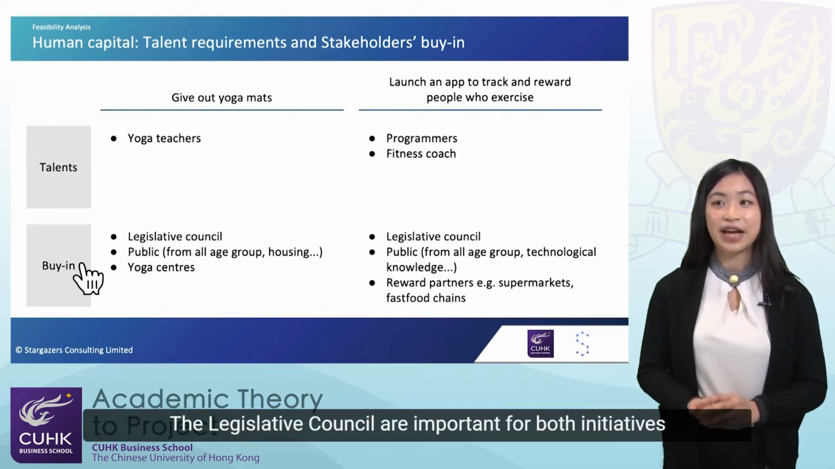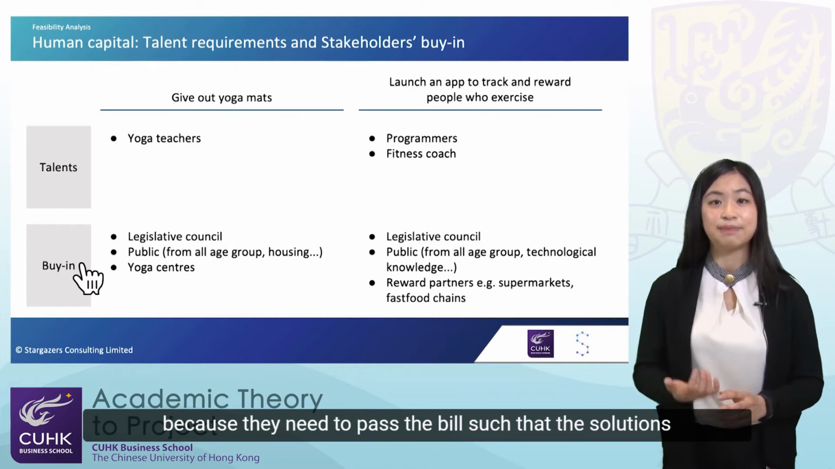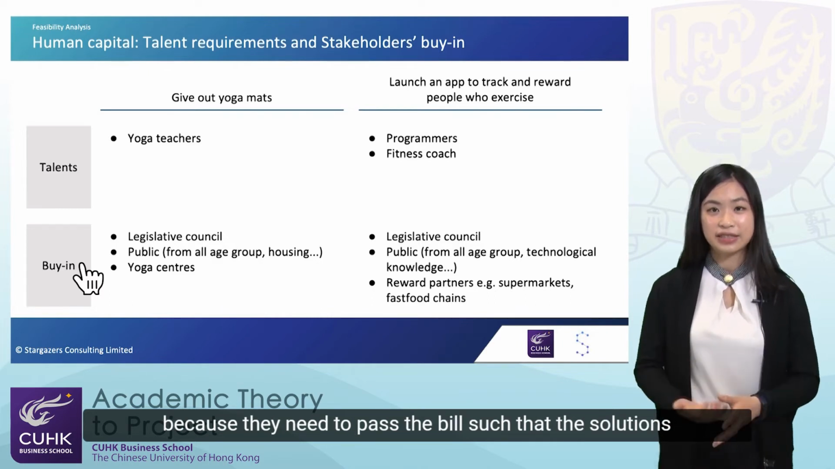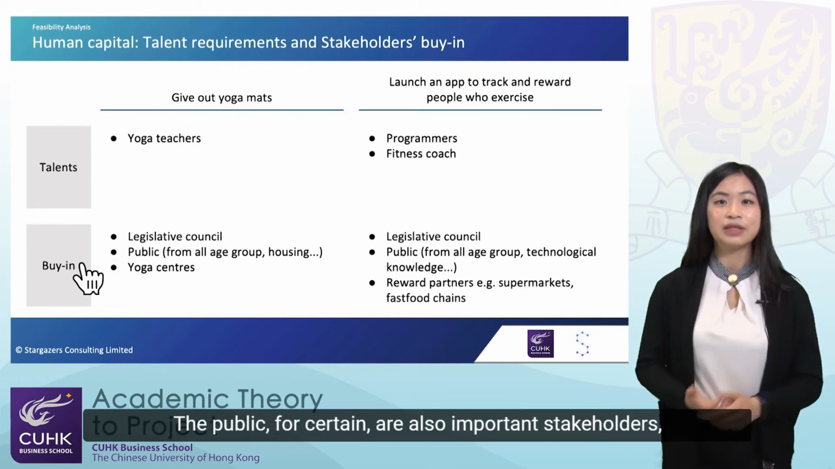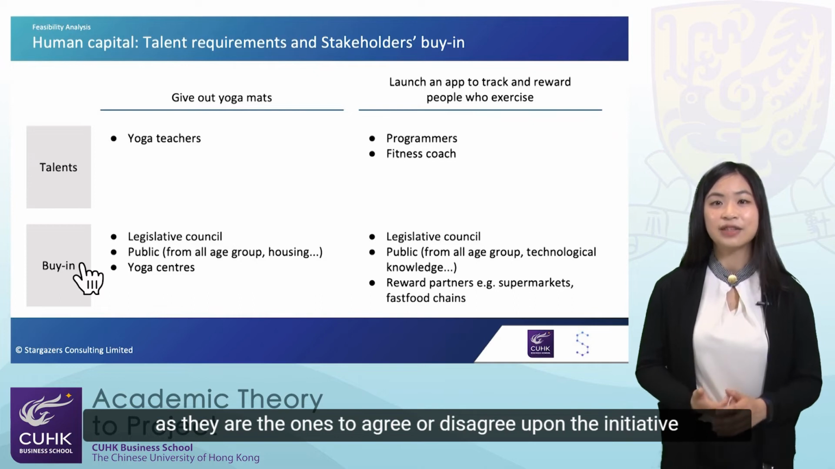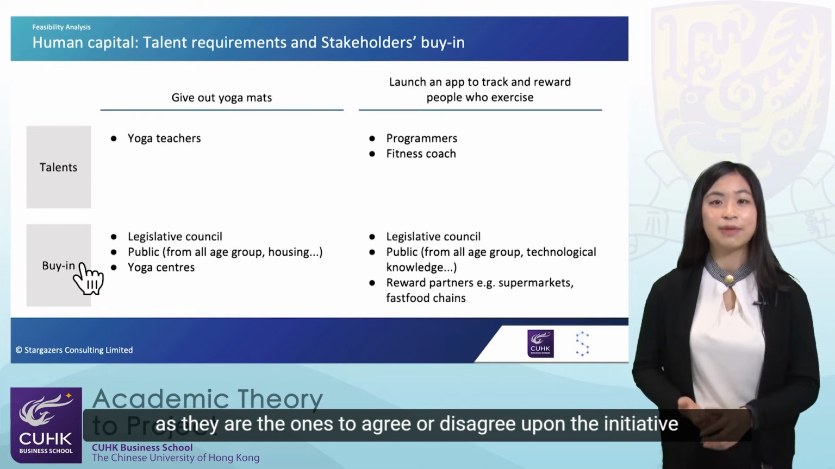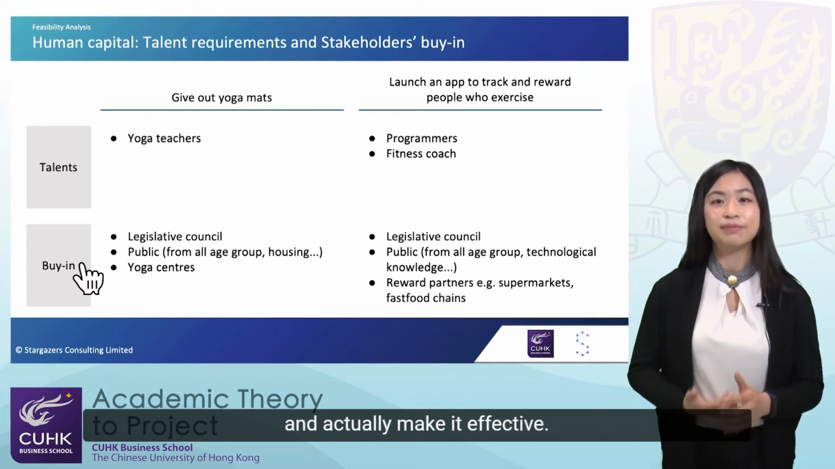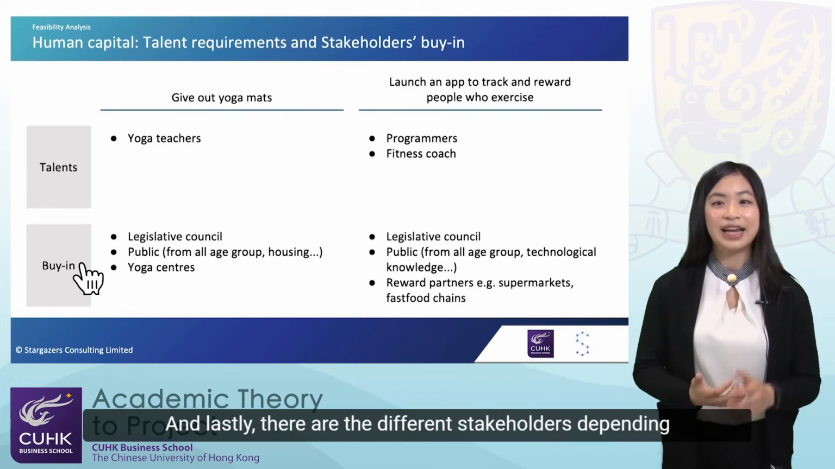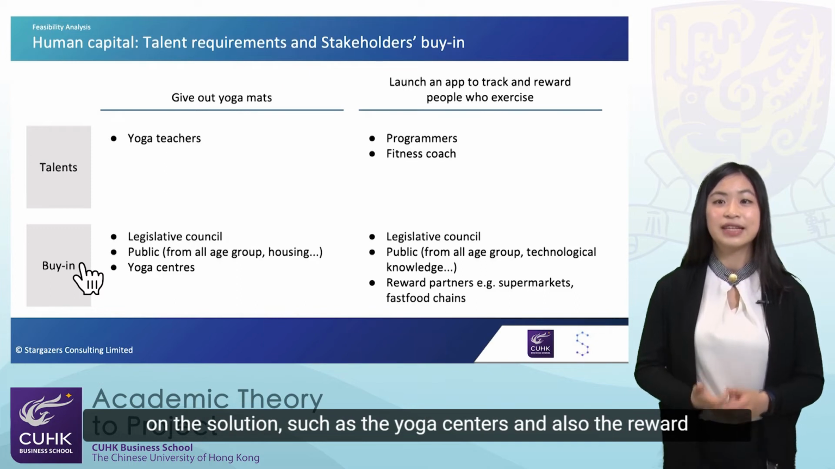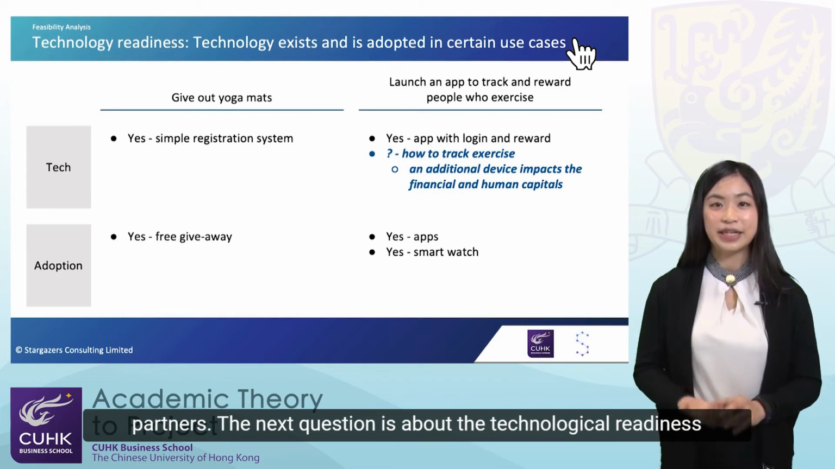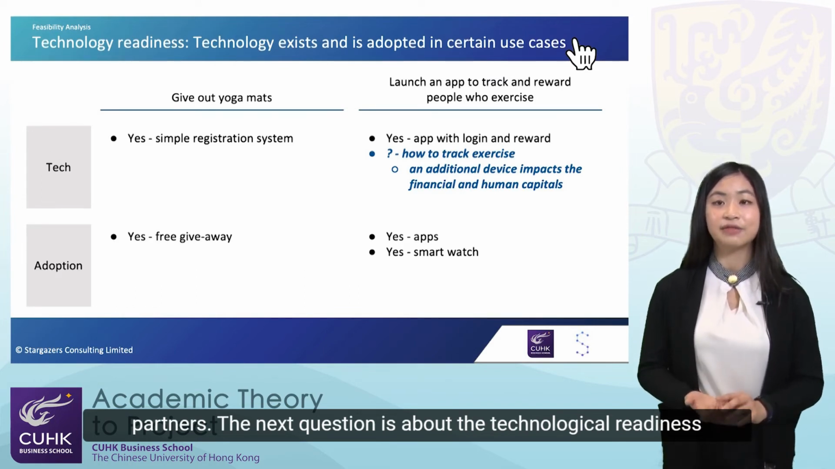The Legislative Council are important for both initiatives because they need to pass the bill such that the solutions could be carried out. The public, for certain, are also important stakeholders as they are the ones to agree or disagree upon the initiative and actually make it effective. And lastly, there are the different stakeholders depending on the solutions, such as the yoga centers and also the reward partners. The next question is about the technological readiness.